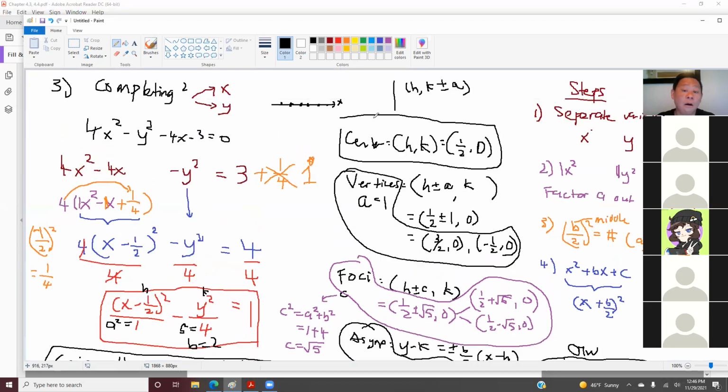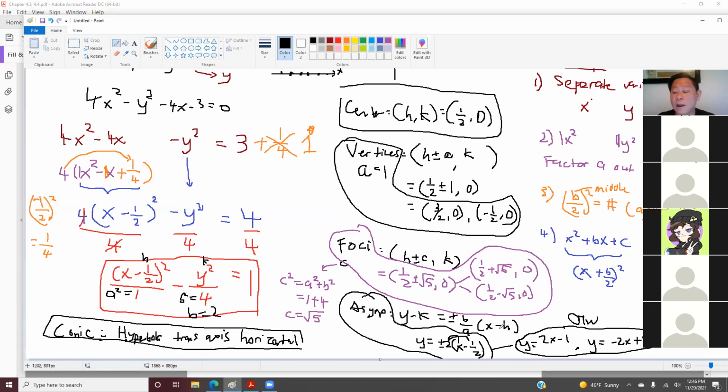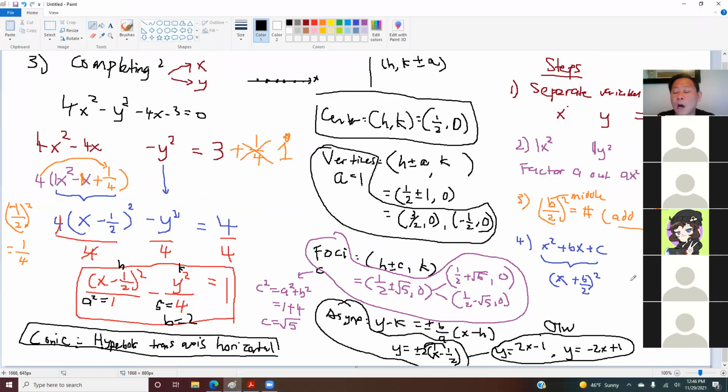So now you got all this: center, vertices, foci, asymptotes. Now we have to graph this. Yes, that's why this costs a lot of points, because there's a lot of stuff here. Okay, so take all this and graph it. So first is the center. The center in this case is 1/2, 0, so somewhere around here.